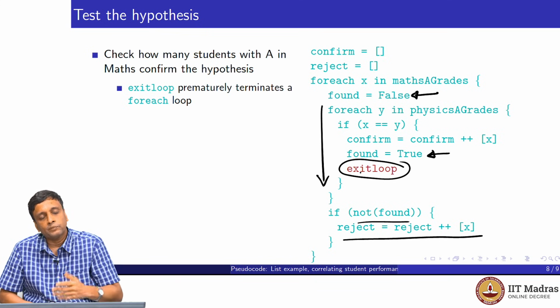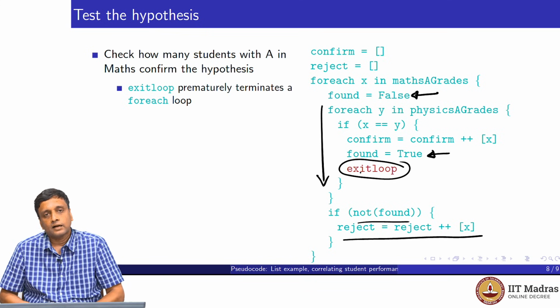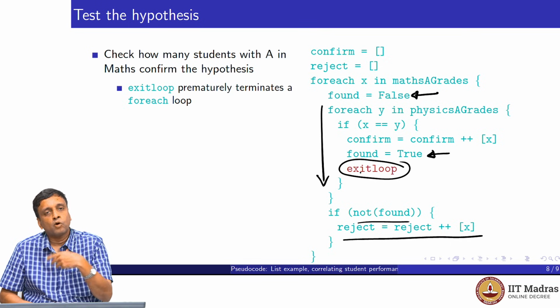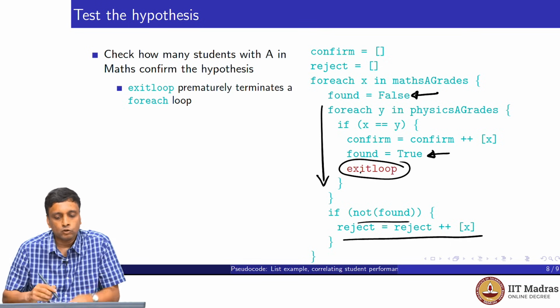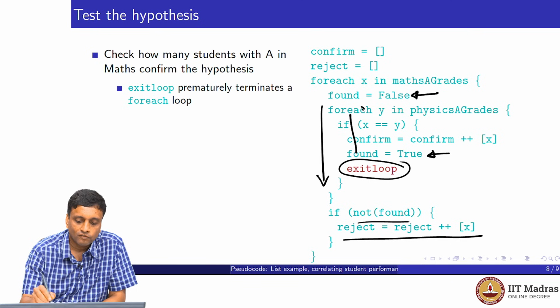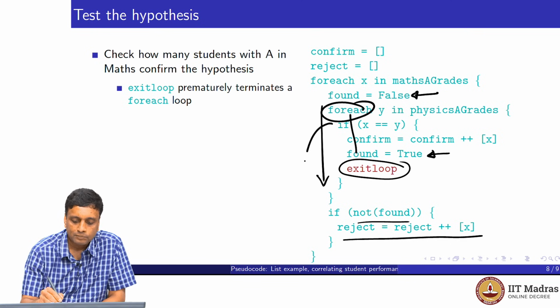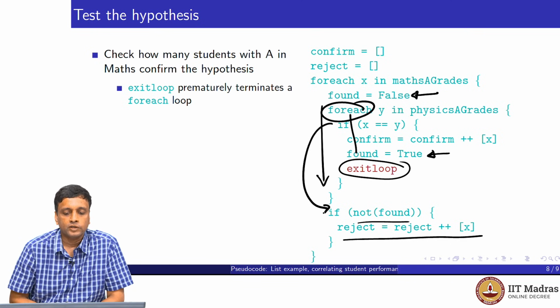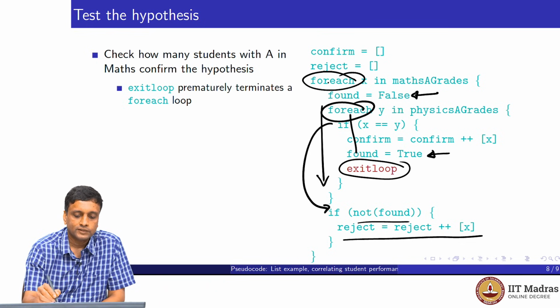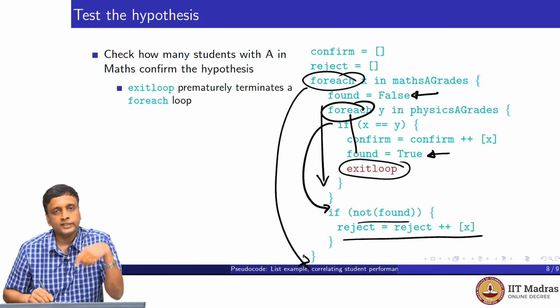So we will just assume that we have this extra command called exit loop, which kind of aborts this for each loop at this point and comes out. So what does it do? It goes to this for each where you found it, and it comes out to the end of that for each, right? So that's what it does. So there is also an outer for each, right? So that for each continues.